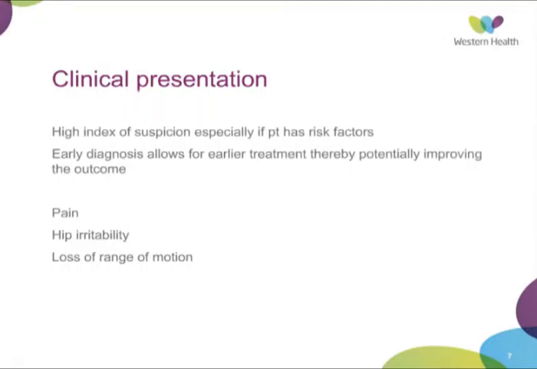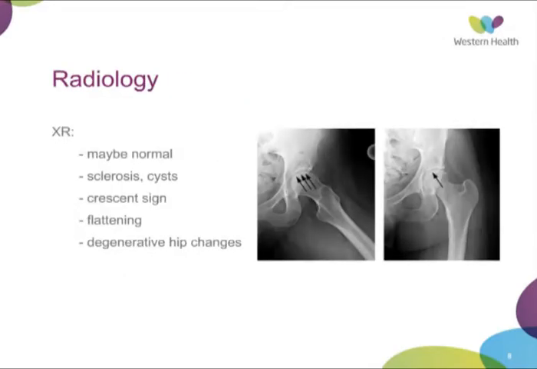And I'll go through the natural history of what happens in avascular necrosis. But patients often present with pain. This should be within the groin or lateral thigh region, hip irritability, and finally a loss of range of motion, especially internal rotation and flexion, which is the range of motion they tend to lose earliest.